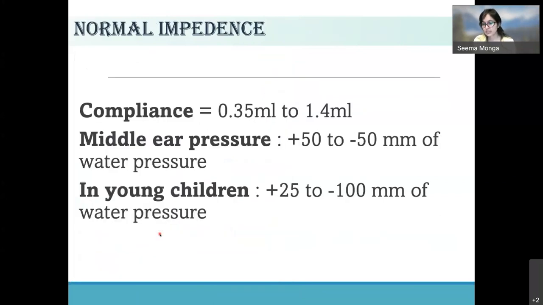So what are the normal values you have to memorize? Normal compliance value is 0.35 to 1.4. Normal middle ear pressure in adults is plus 50 to minus 50. So if in a child it comes out to be minus 90, it is normal. But if in an adult it comes out to be minus 100, minus 120, it is abnormal. So in adults, plus 50 to minus 50. In young children, it is plus 25 to minus 100.